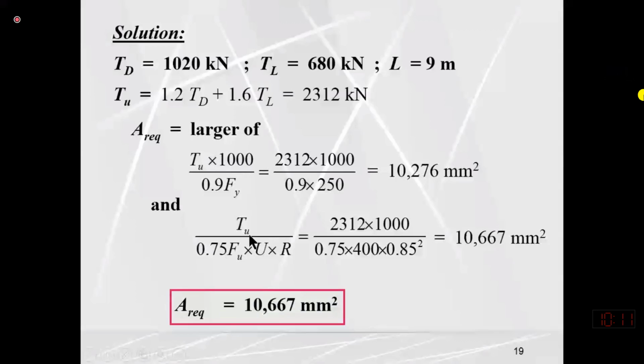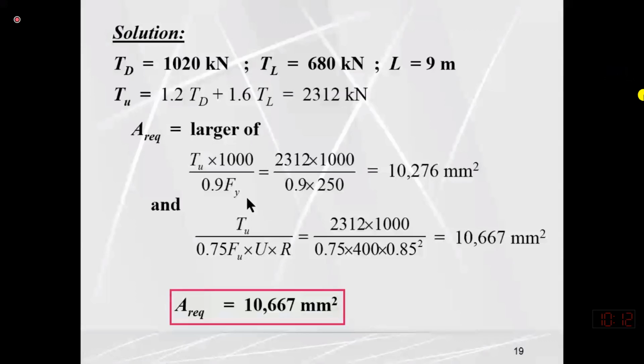So from both equations, we will determine the area required. What we are doing is equating PU, the factor load, with the capacity in yielding and also the capacity in rupture or fracture. We have already derived this equation in our previous lecture, so I believe it will be easy to understand.